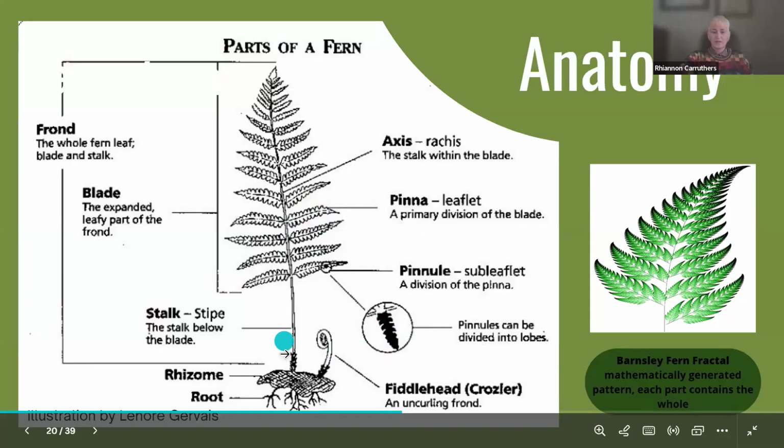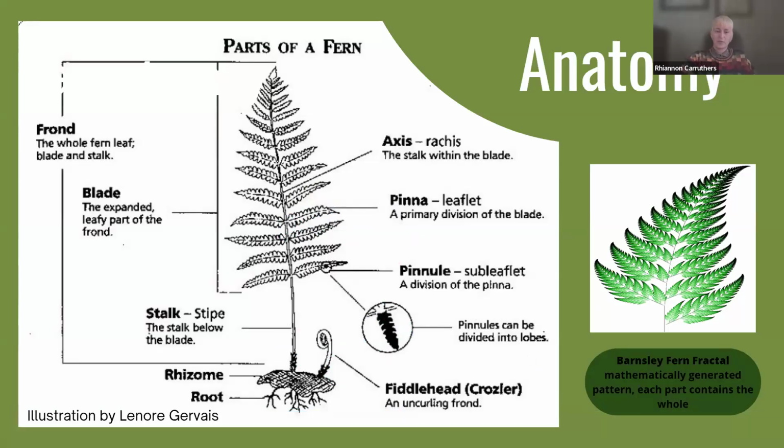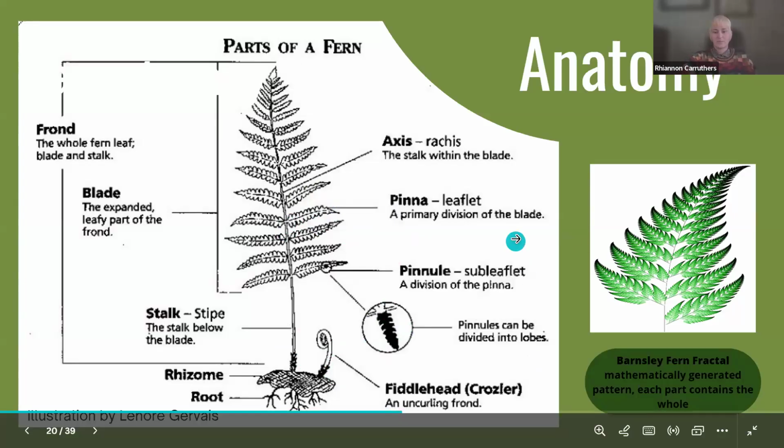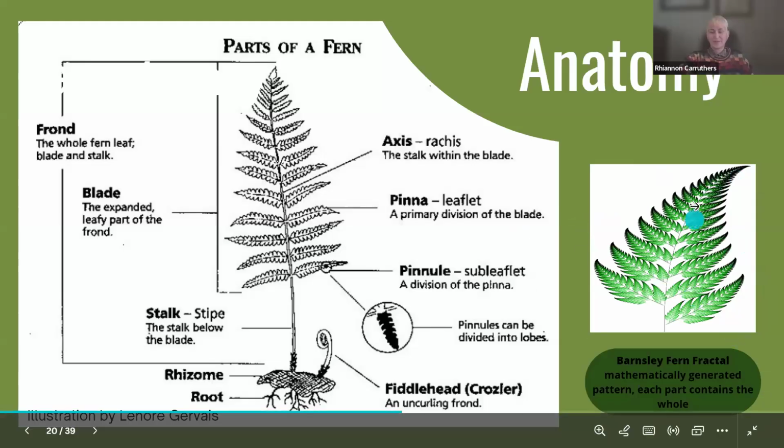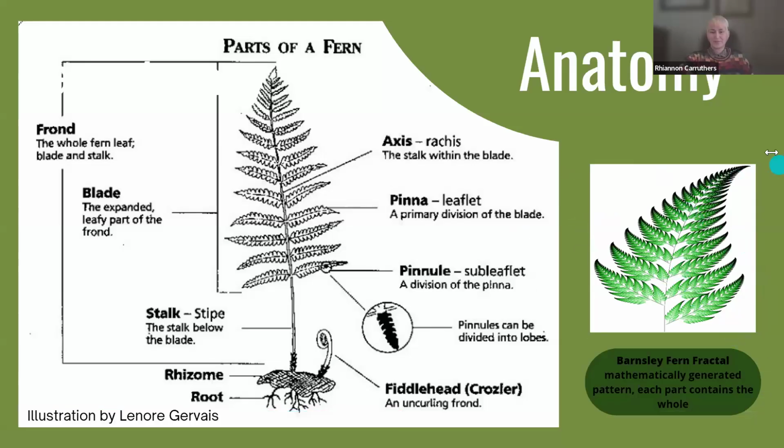A fiddlehead is a young frond that has not yet unfurled. It's important to note that not all fiddleheads are edible, and even the edible kind, if not prepared properly, can cause sickness. This here is a mathematical equation known as the Barnsley fern. Each piece is contained within the whole, which means that this is technically an infinitely divided fern. So this is a fun math concept that relates to the structure of ferns.